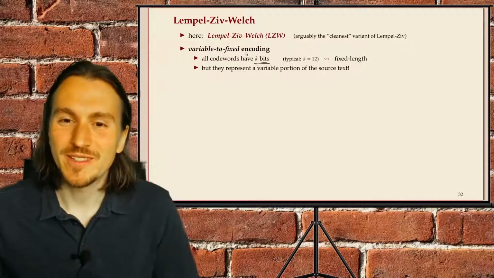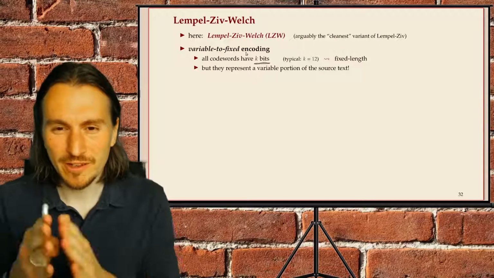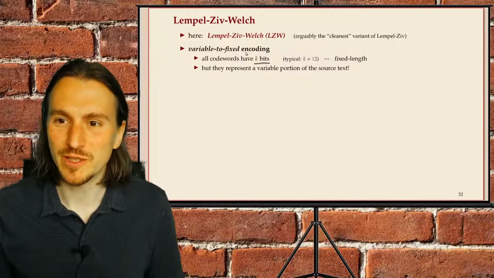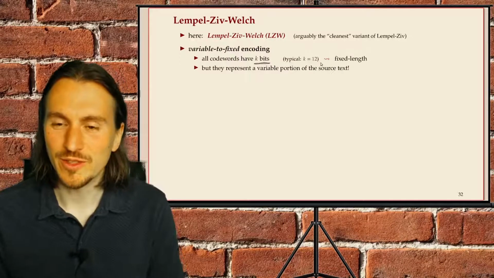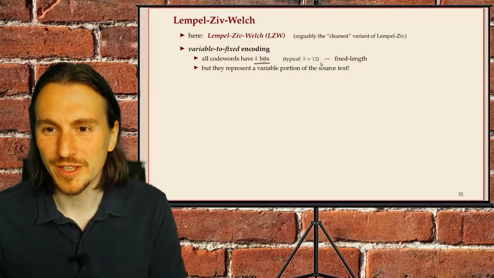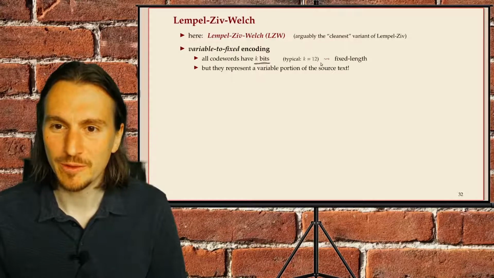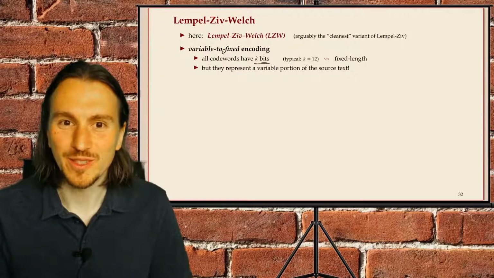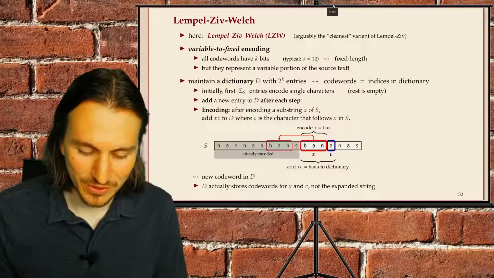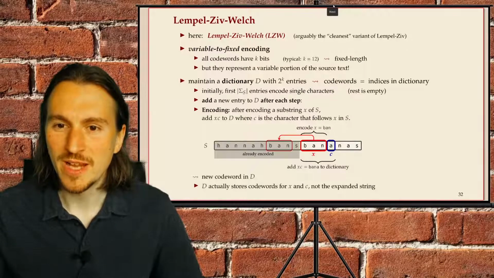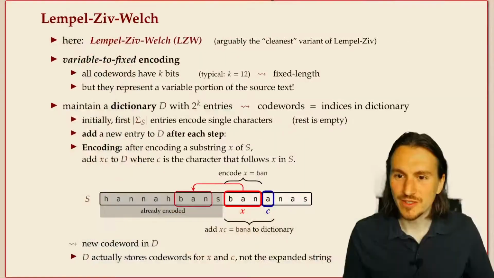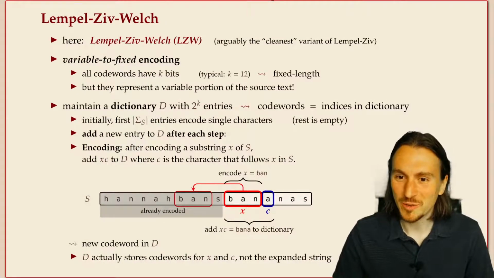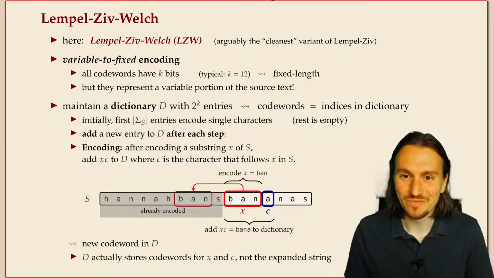I mentioned last time that it's a variable to fixed encoding. We take a variable length thing, part of the source text, and encode it with a fixed number of bits. And we'll use this typical choice of 12 bits, but that is a parameter you can tweak and play with. And this variable to fixed should be contrasted to Huffman, where it was fixed to variable. But really now, how do we do this? And that's the interesting part. So this is where you should wake up and pay close attention.